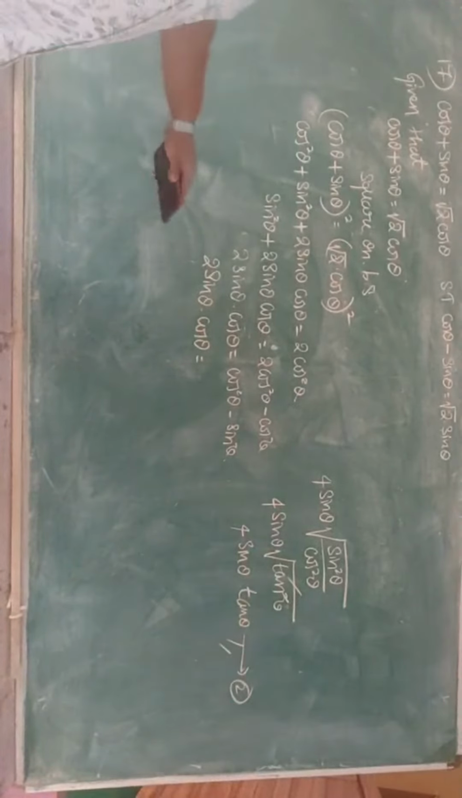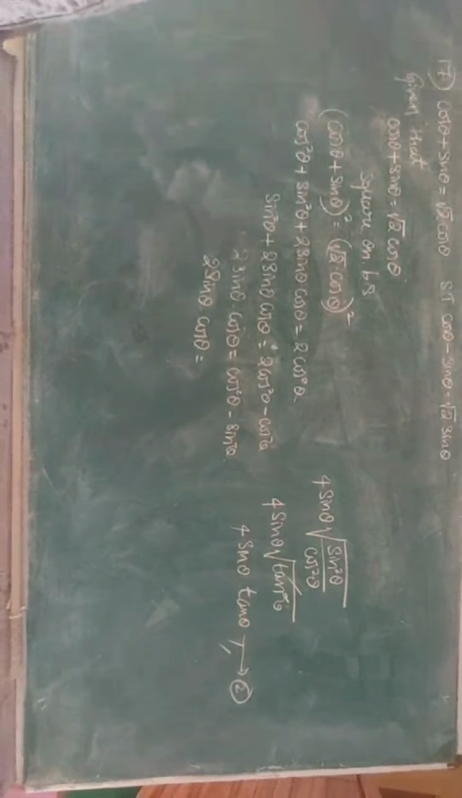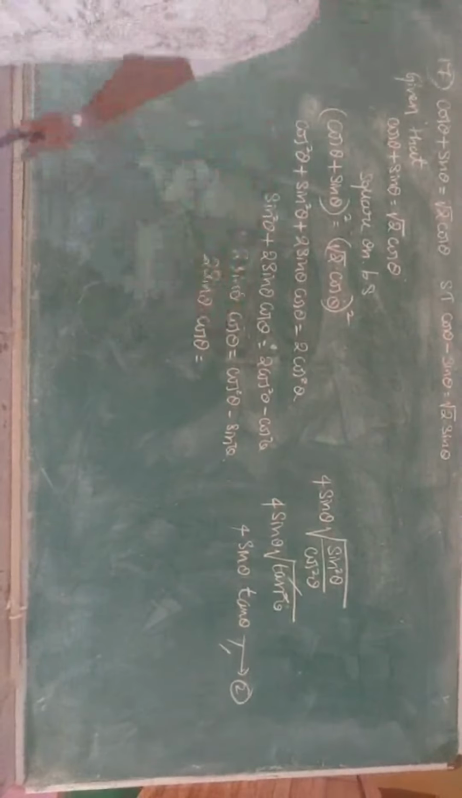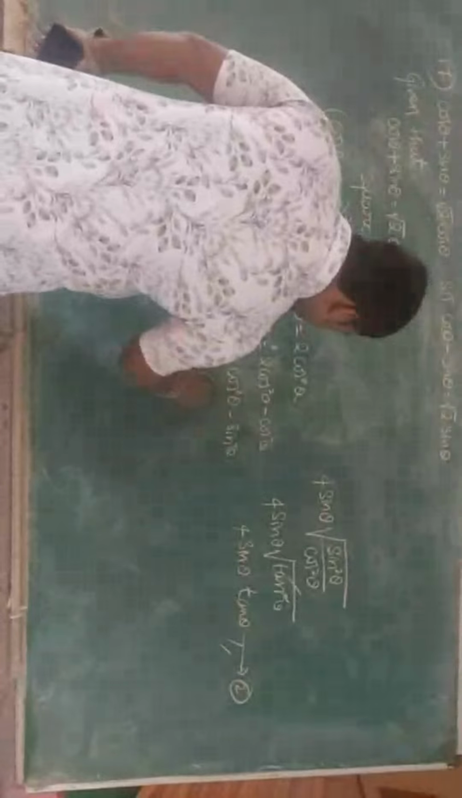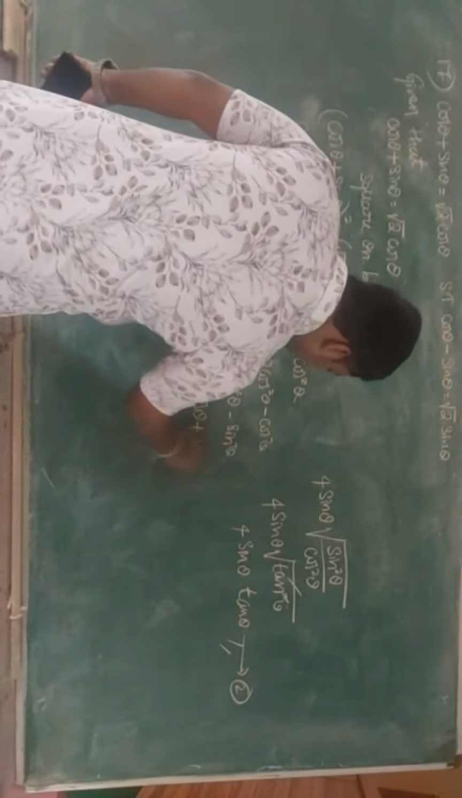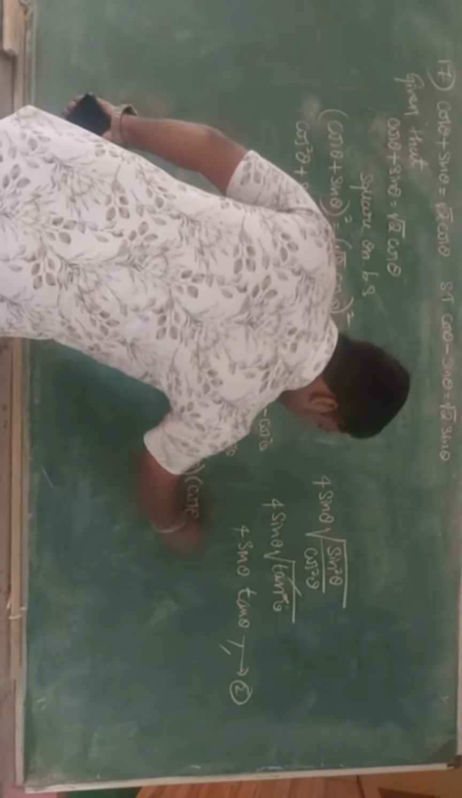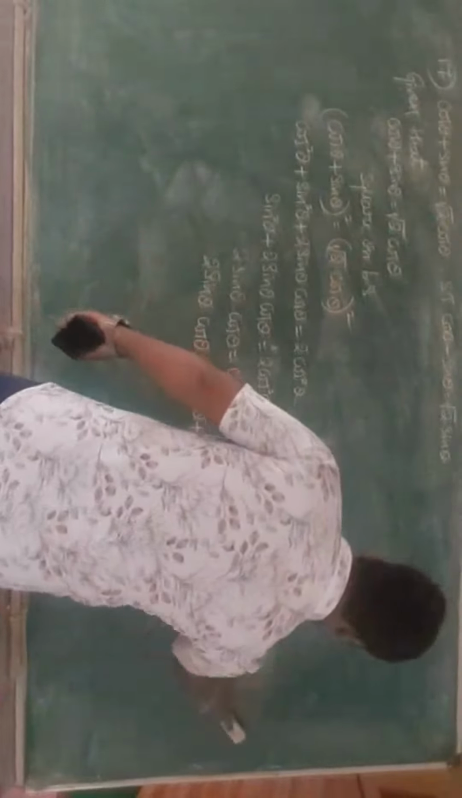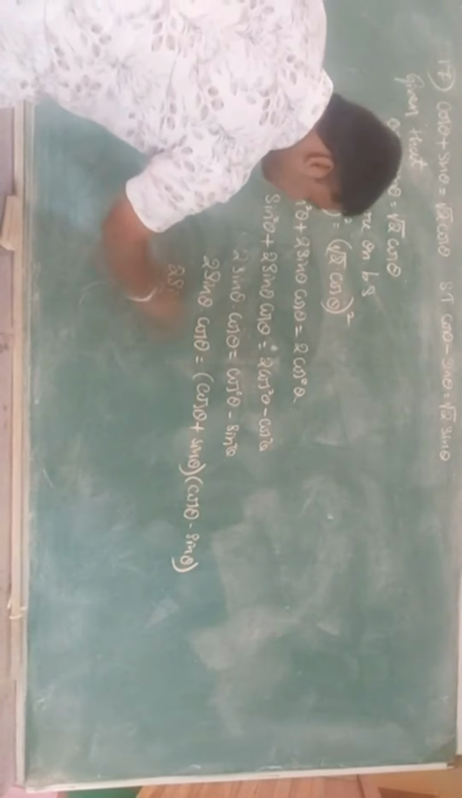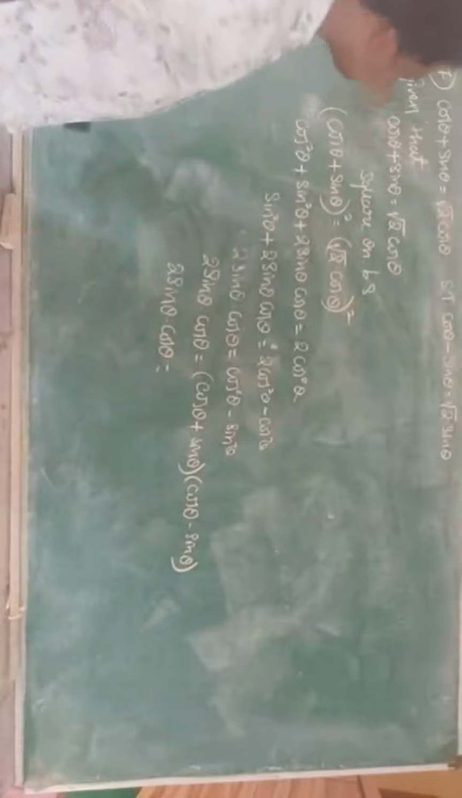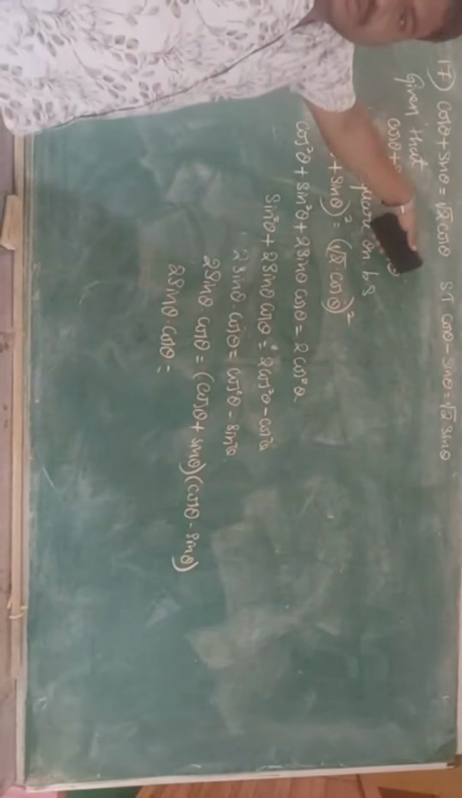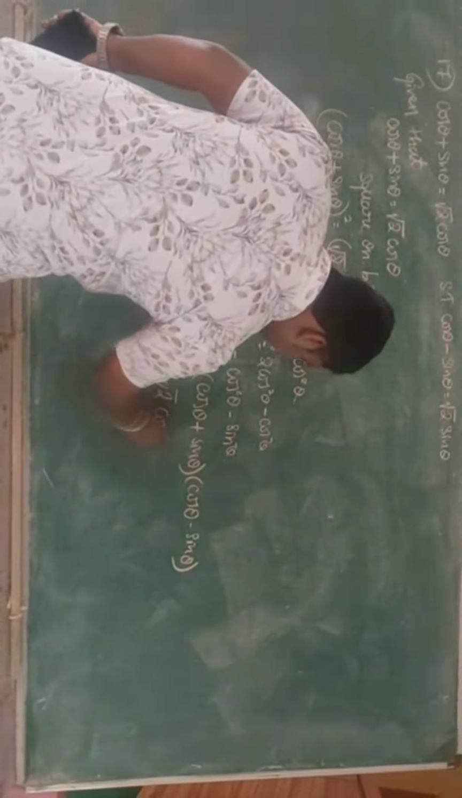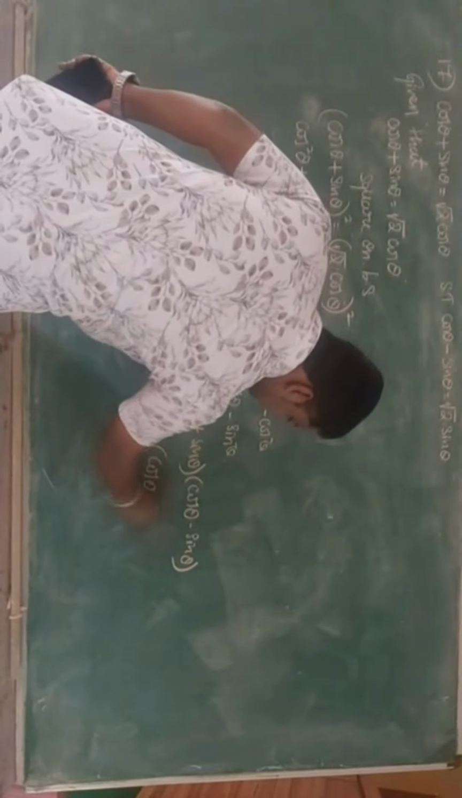So cos square theta minus sin square theta, I can write it in the a square minus b square form, a plus b into a minus b: cos theta plus sin theta into cos theta minus sin theta. The left hand side is right as it is: 2 sin theta into cos theta is equal to cos theta plus sin theta, which is root 2 cos theta, into cos theta minus sin theta.